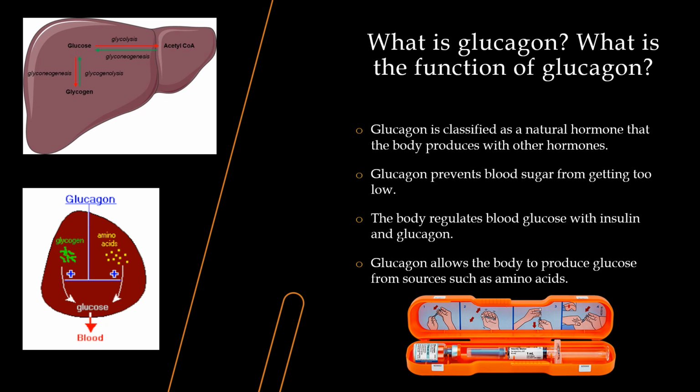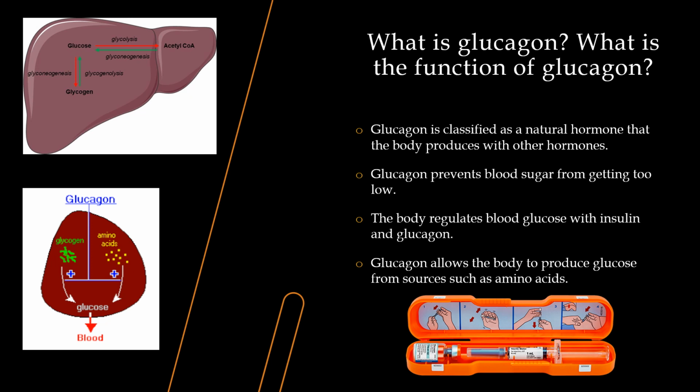And the body uses glucagon with other hormones and also functions of the body to control glucose levels within the blood. And glucagon is very prevalent because it prevents blood sugar from going too low. And in our body, we have alpha cells. And alpha cells in the pancreas produce glucagon and they discharge the glucagon in response to a drop.